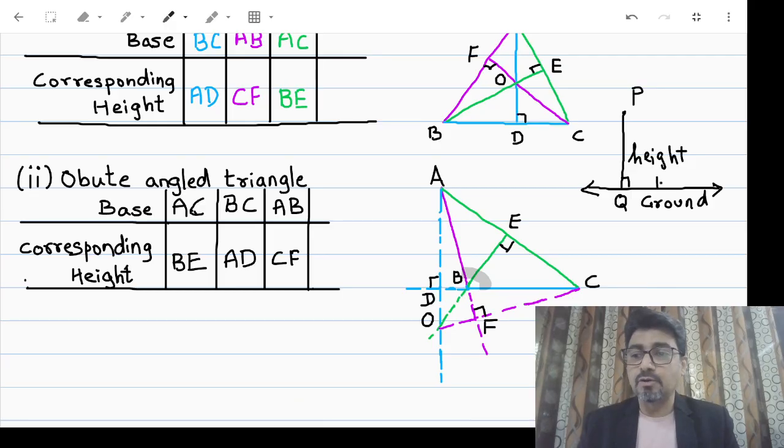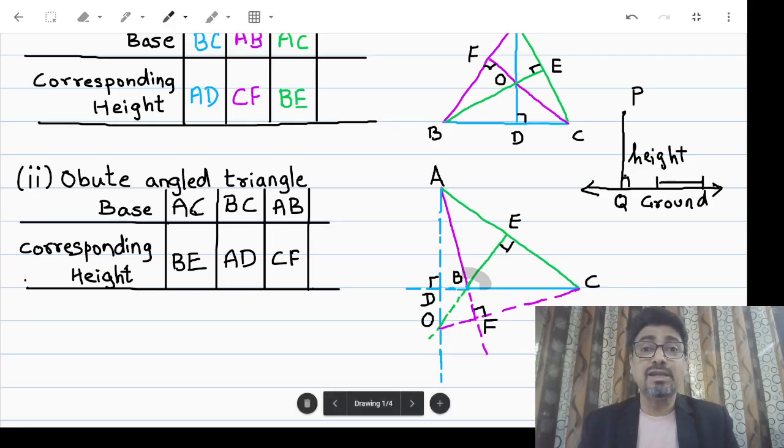Even if I am considering only this much length, still PQ will be the height, the perpendicular distance of point P from the ground, the height of point P from the ground. So for perpendicular, we have to draw the perpendicular even if we need to extend the base. The original base will remain the same.